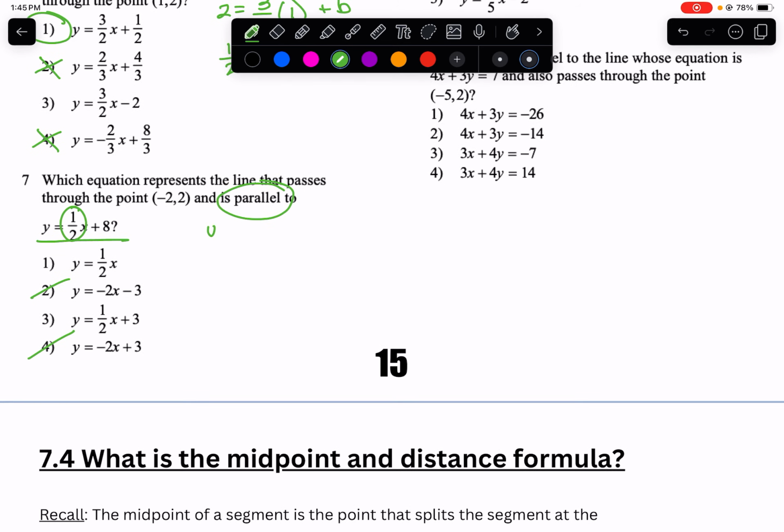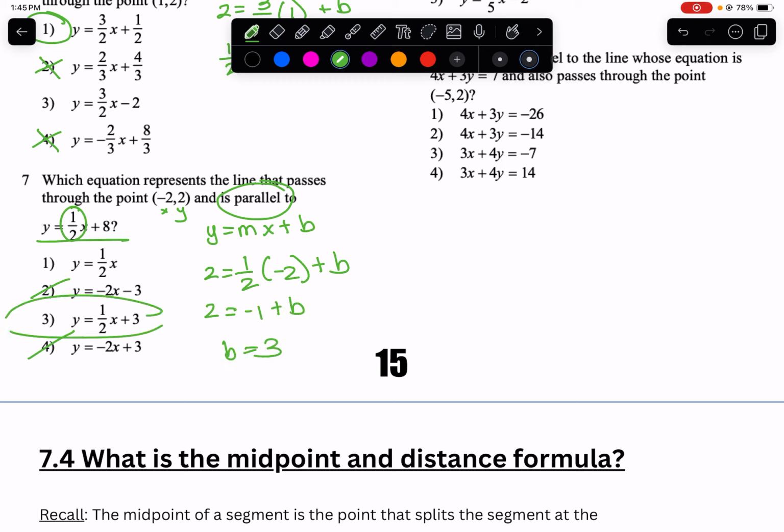So now we're figuring out what the b value would be. So we have x and y. So 2 is equal to 1/2 times negative 2 plus b. 2 is equal to negative 1 plus b. B must be equal to 3.